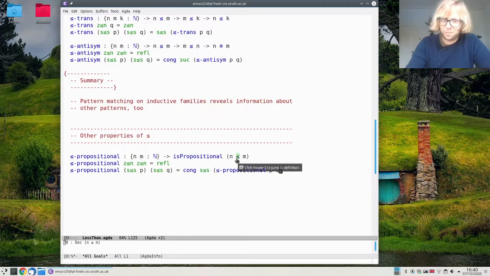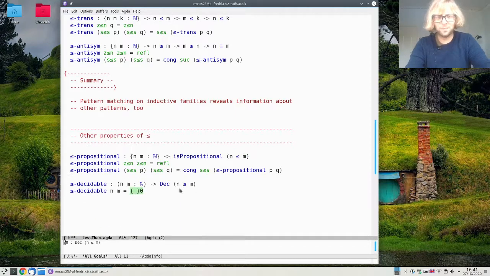Okay, so as perhaps expected, this thing really is a proposition in the sense that the only information in it is if n is smaller than m or not. It's not more than one way that n can be smaller than m.